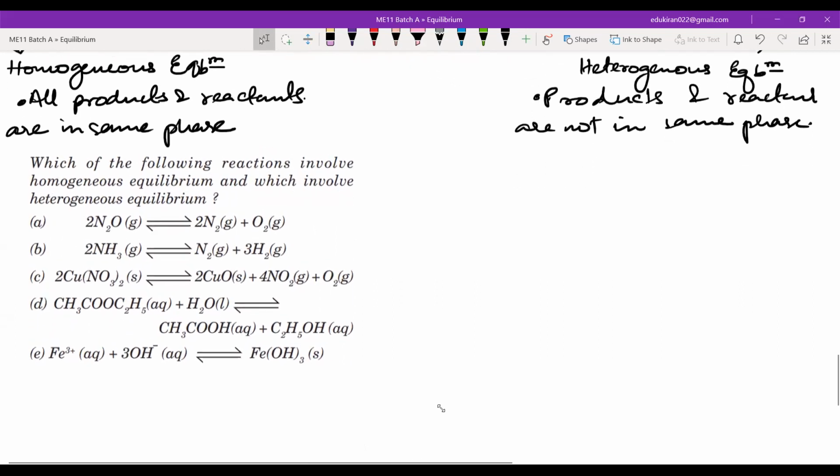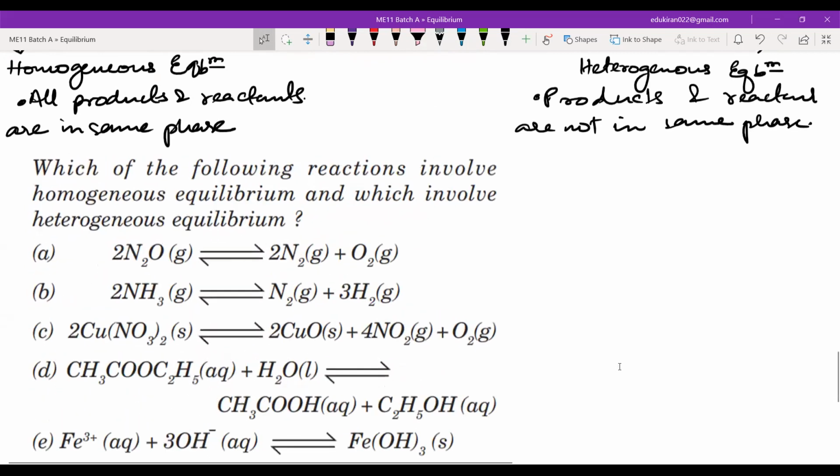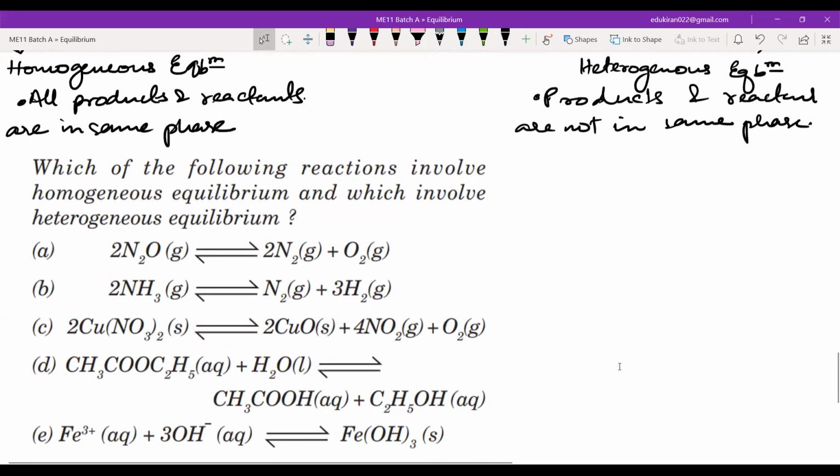You can write this down. Turn your mic on if you are done. Okay, then answer me A, B, C, D. For A, you have to tell me whether it is heterogeneous or homogeneous. Similarly for B, C, D, and E.